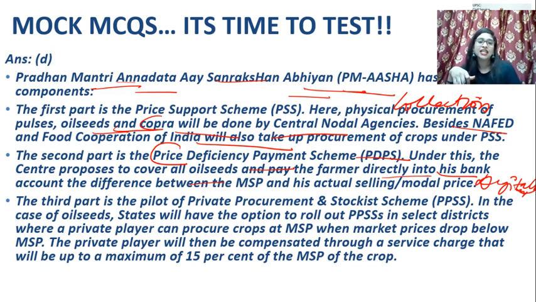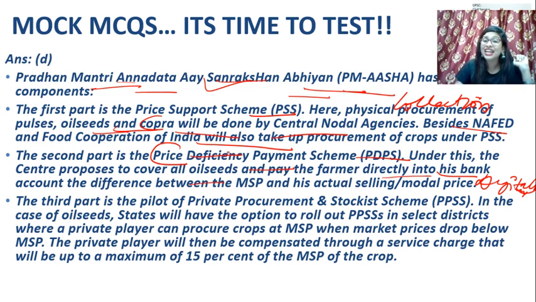Now what happens is that a private player or sector can procure or collect the crops at the minimum support price when the market prices are just below the MSP, and you can just go through it. It's not that important. What is more important here is the PSS, that is the Price Support Scheme, and the Price Deficiency Payment Scheme. You need to understand that these are the most important components of the Pradhan Mantri Asha scheme. I have already discussed this scheme before, so I hope there is no need for a detailed explanation regarding when the scheme was launched and all. Fine.